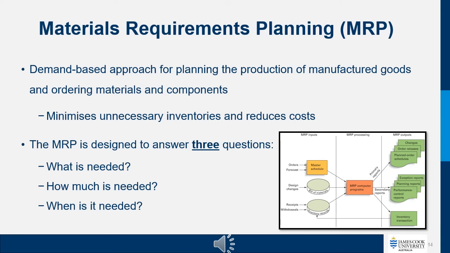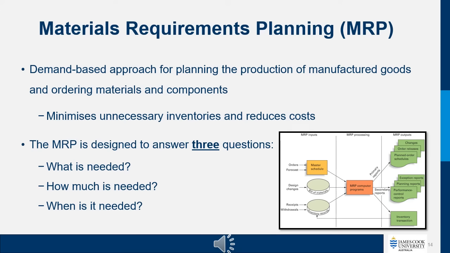The second question, how much is needed? MRP determines the quantity of materials and components required by considering factors such as production schedule, lead time, and inventory level. It takes into account the demand for finished products and calculates the necessary quantities of each material or component to fulfill the demand.